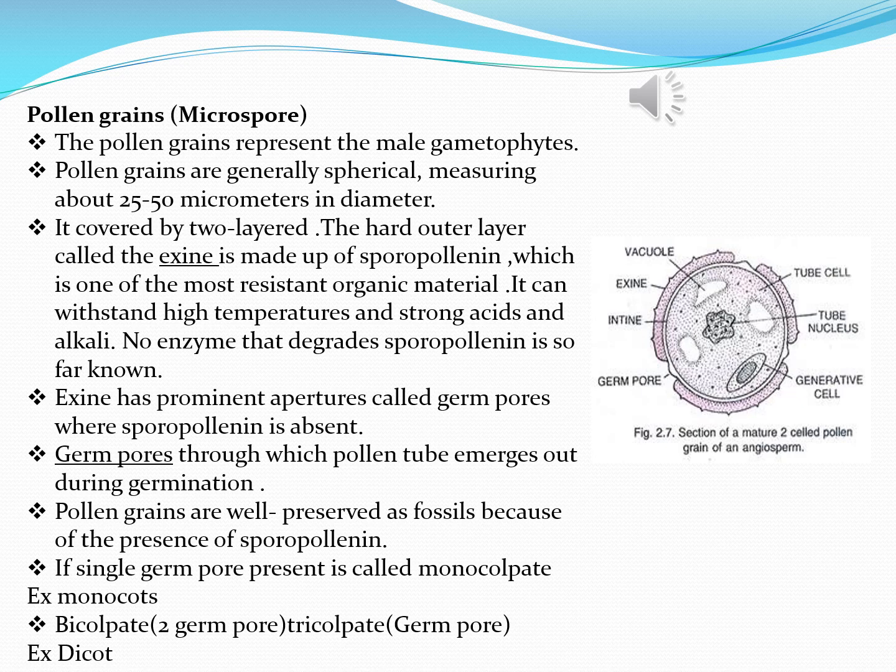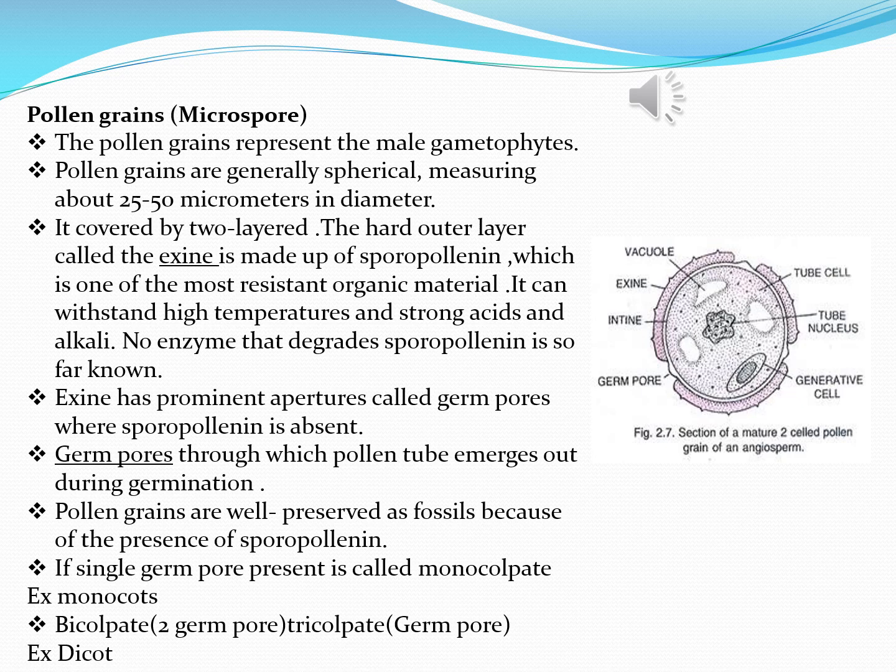This pollen grain is covered by two layers, or it is made up of two layers. The outer one is called the exine, and the inner one is called the intine.